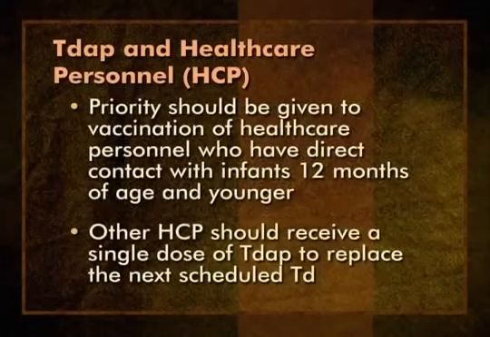Priority should be given to vaccination of healthcare personnel who have direct contact with infants 12 months of age and younger. Other healthcare personnel, such as those not working in hospitals or ambulatory care settings or without direct patient contact, should receive a single dose of Tdap to replace the next scheduled Td. A 2-year interval or less from the previous dose of tetanus toxoid-containing vaccine may be used.